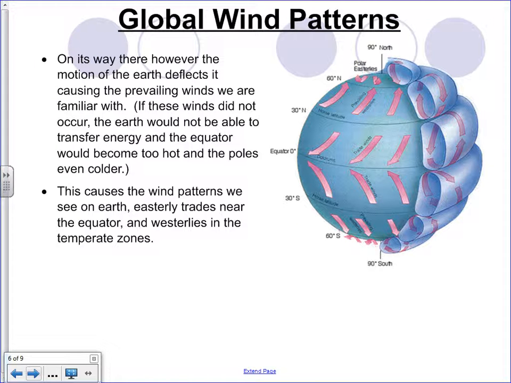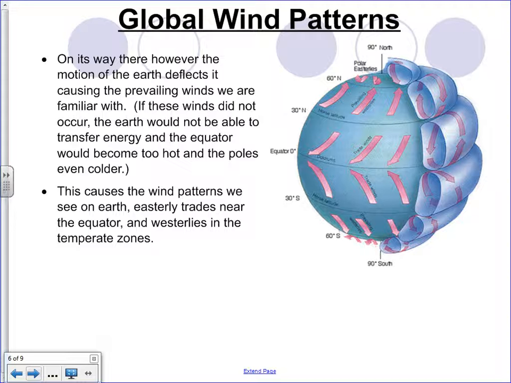Being able to explain how this works is pretty important. We've got this rotation of the air due to convection and the rotation of the Earth causing that deflection. Everyone's good with that? This deflection from the Earth's rotation is called the Coriolis effect, which we'll get to in just a minute.